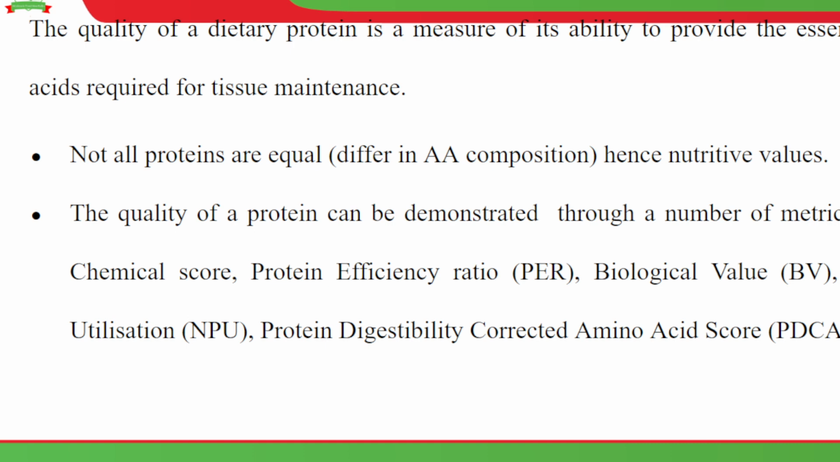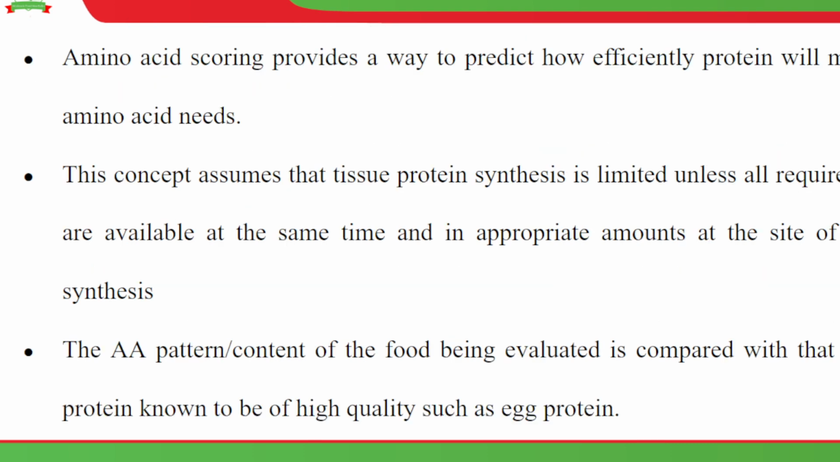Now, the quality of a protein can be demonstrated through a number of metrics that have been used. One is the amino acid score, which is also called the chemical score or amino acid chemical score. We have the protein efficiency ratio, biological value, which we're also going to discuss, and then the net protein utilization. Then up next is the protein digestibility corrected amino acid score. We'll also get to understand what they are.